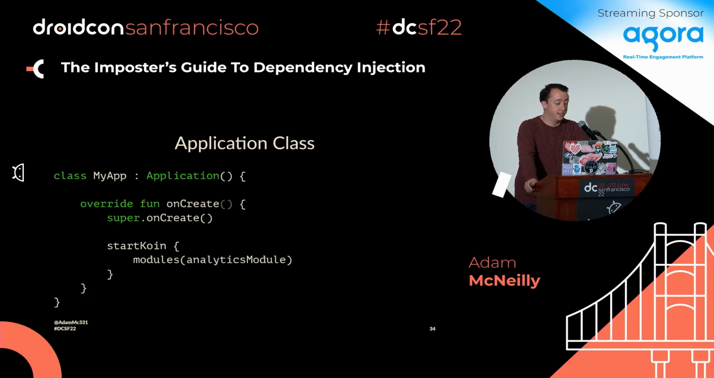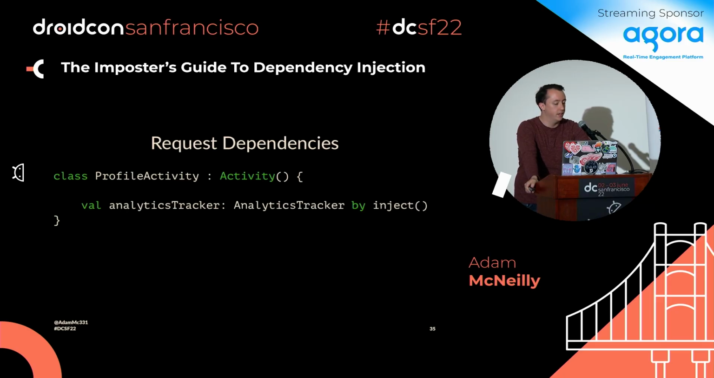Application class works similarly. When our application's created, I call start Koin. Now it's not as fancy as Hilt, where it can do annotation processing. I have to manually say, here are all of the modules I care about. If I forget to include one, I'm going to have a problem. But still, we put them all inside the application class here. And then when we want to request dependencies in Koin, we just use the by inject delegate. But again, as long as we've defined the field with the interface, Koin will know what to do.